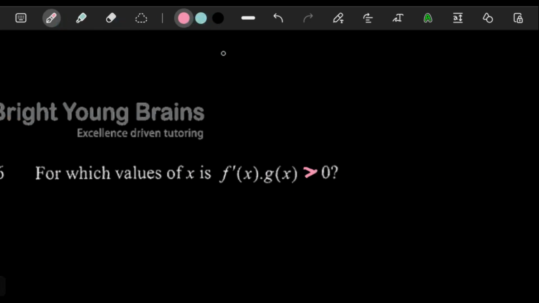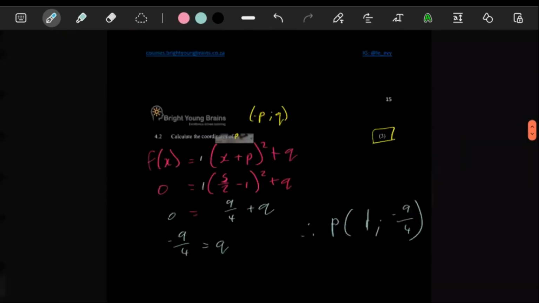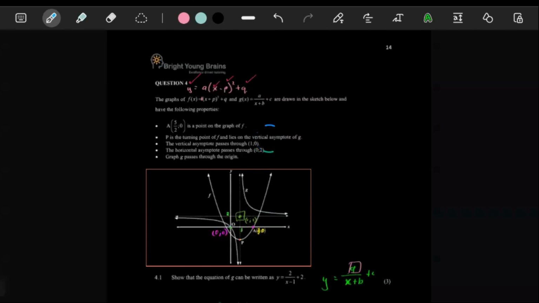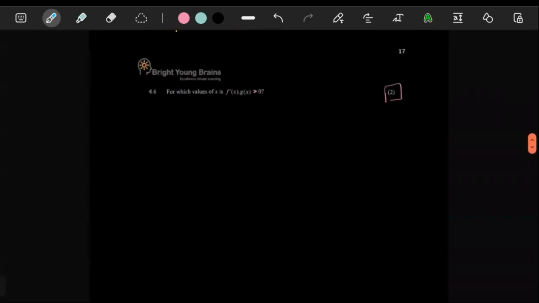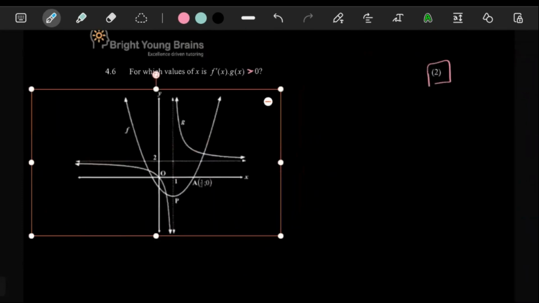So if we're going to work out where this equation is bigger than 0, this is where you have to know your knowledge well, because this is not the kind of question that you just guess what to do. You either know exactly what to do, or you just don't, and you leave it and move on. But as mentioned, if you do go through the online courses on our website, then these are the kinds of questions that you'll be able to work out.